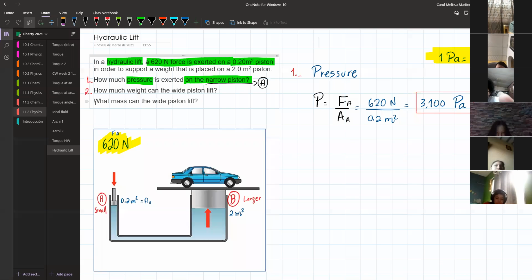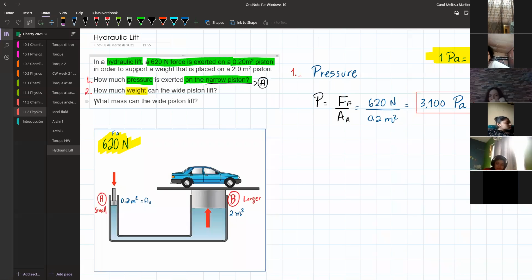It says, how much weight can the wide piston lift? So I'm asking you to find weight. And weight where? It says the wide piston, okay? So the wide piston refers to the position B, because there is where I have the larger piston. So in part number 2, I will get the weight.